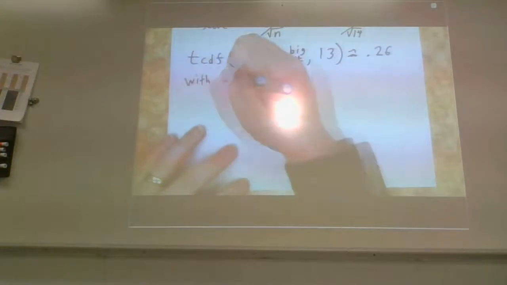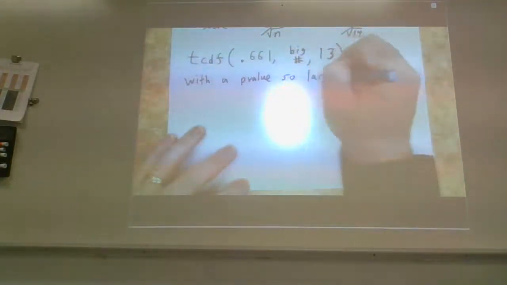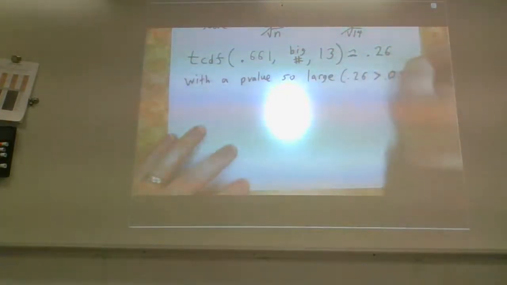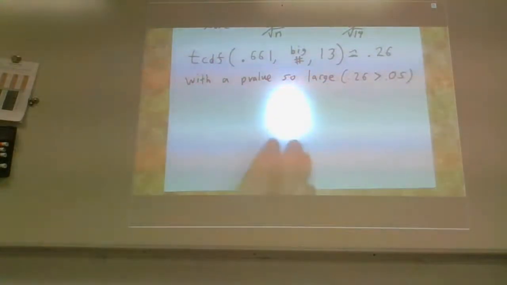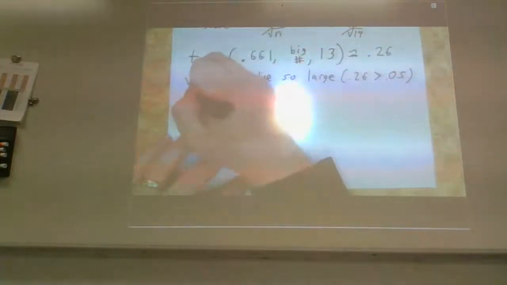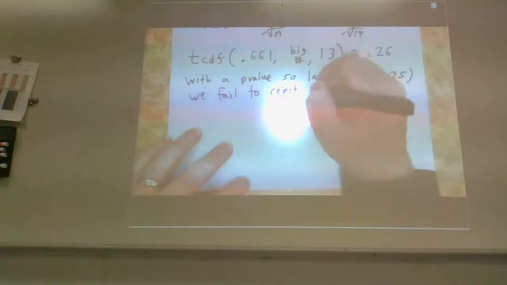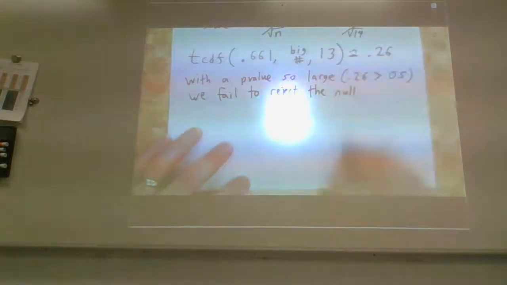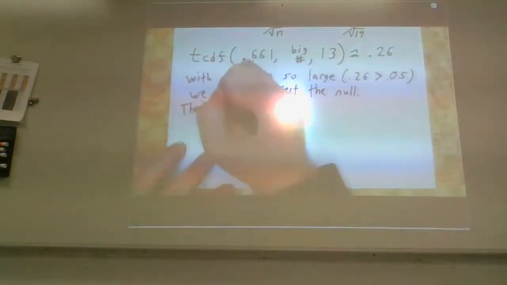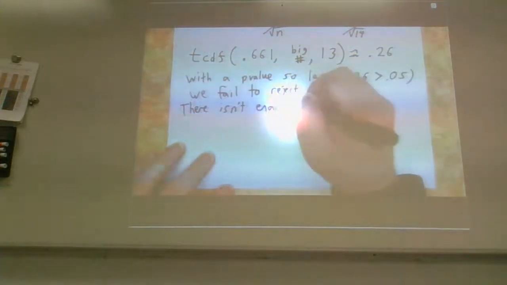With a p-value so large, 0.26 greater than 0.05, where I'm using 0.05 arbitrarily as my alpha value, we fail to reject the null. There isn't enough evidence.